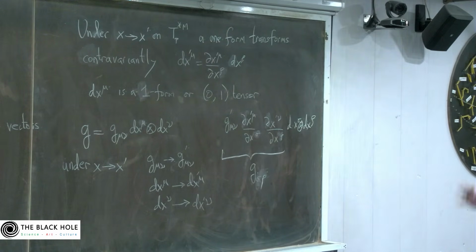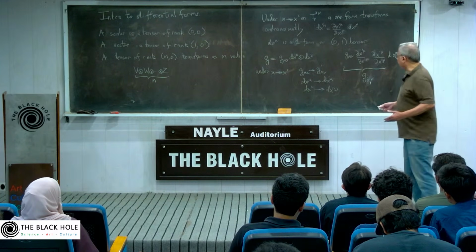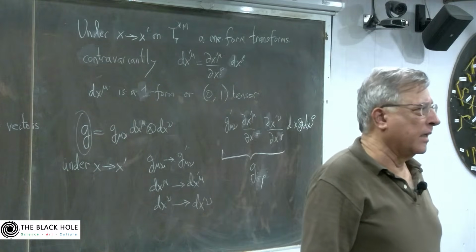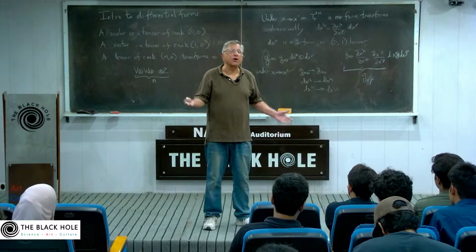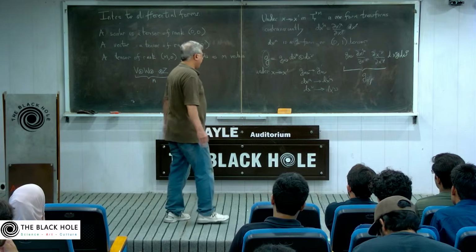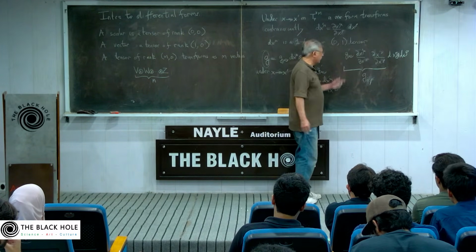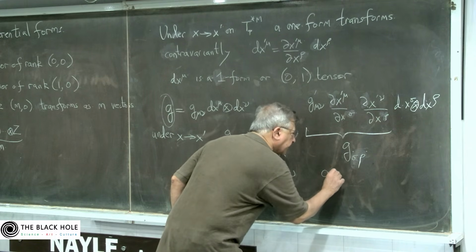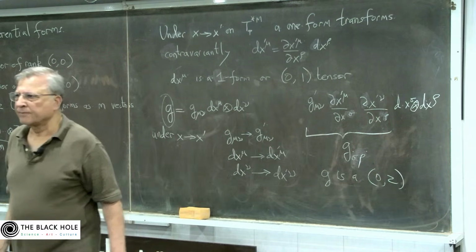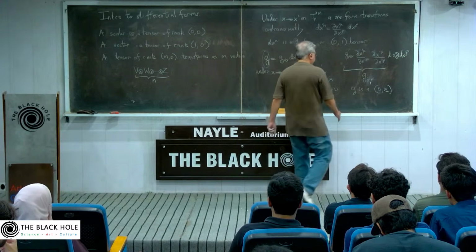Yeah. Too many indices, but the answer is clear. So again, this is telling you that this thing over here is the object. So this G is a 0-2 tensor.